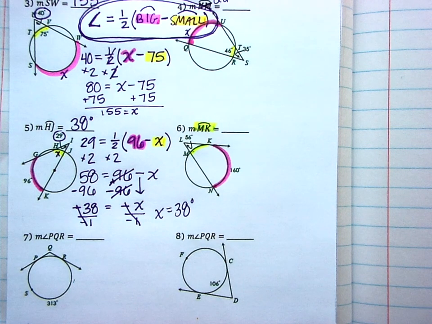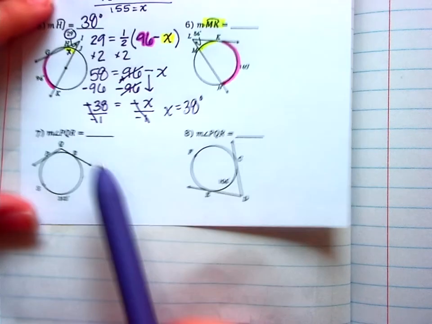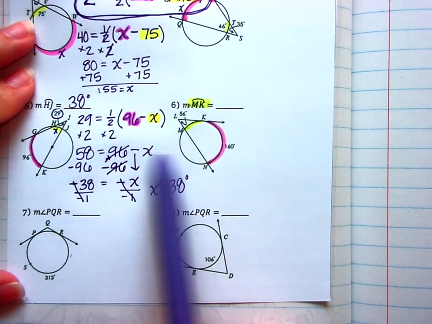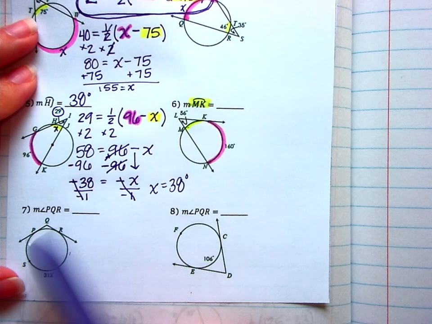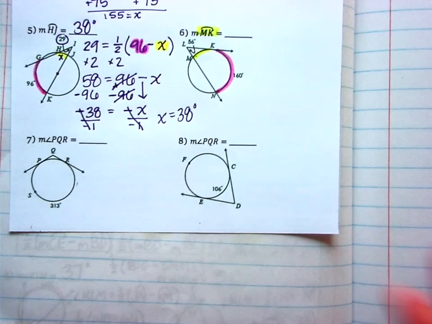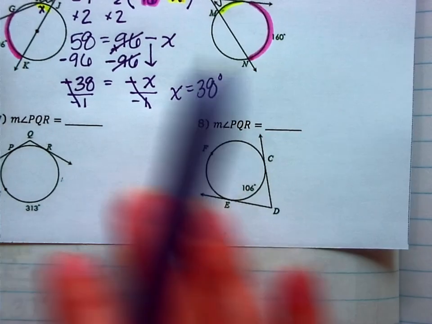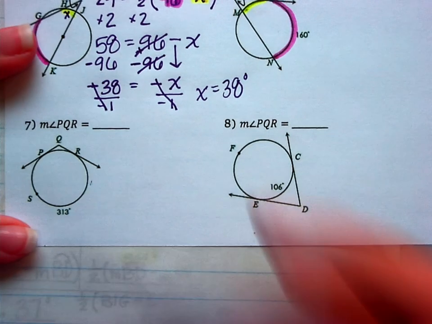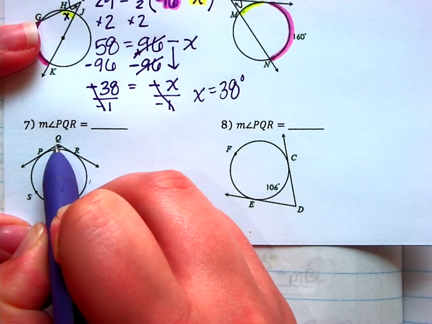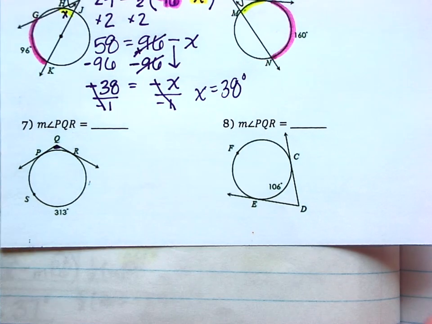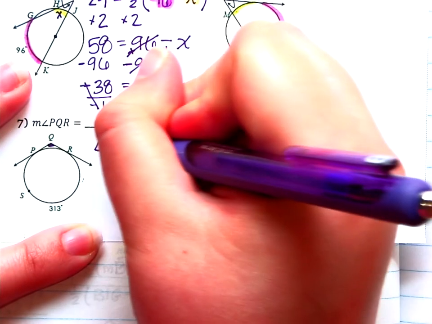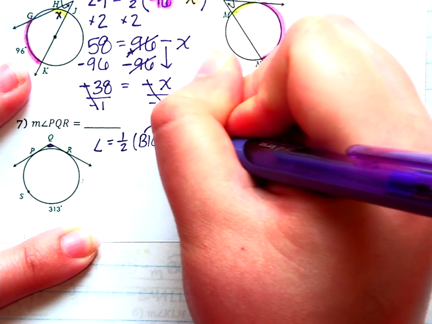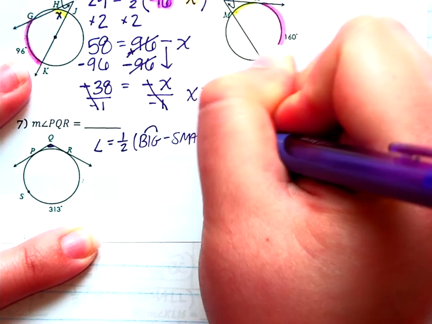Okay, another scenario that did not fit on the previous notes was if you have 2 tangent lines. So all of these have been secants or secant with a tangent. The 2 tangents looks a little bit different. So for number 7, we are going to solve for angle PQR, which is the angle formed by the tangent lines. We're solving for that angle. We know that the angle equals half of big arc minus small arc.